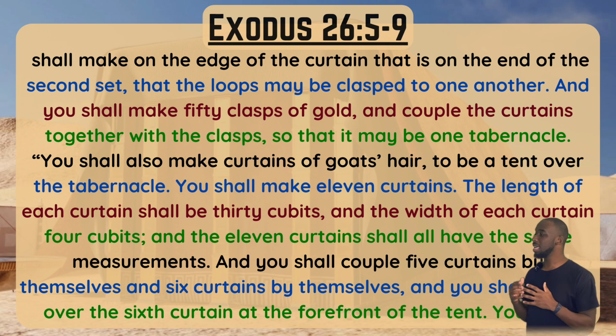The loops may be clasped to one another, and you shall make 50 clasps of gold, and couple the curtains together with the clasps, so that it may be one tabernacle. You shall also make curtains of goat hair.